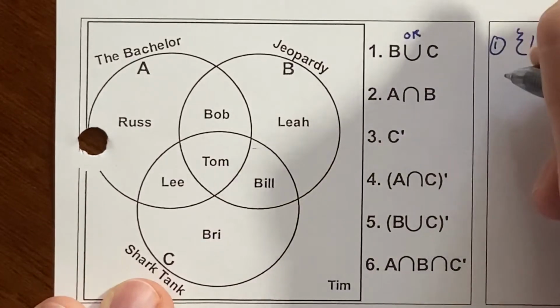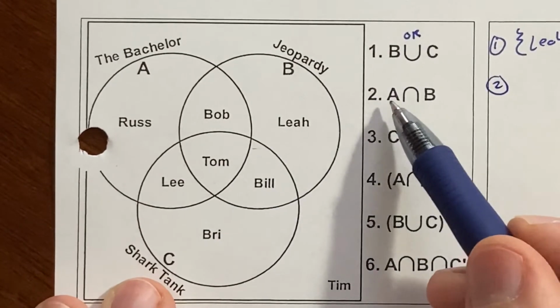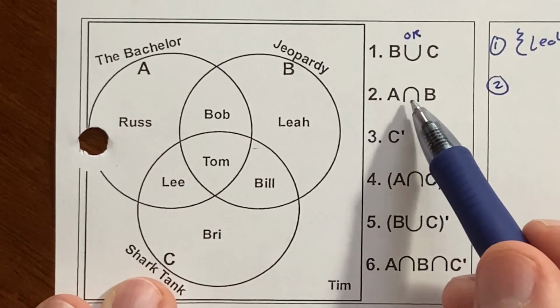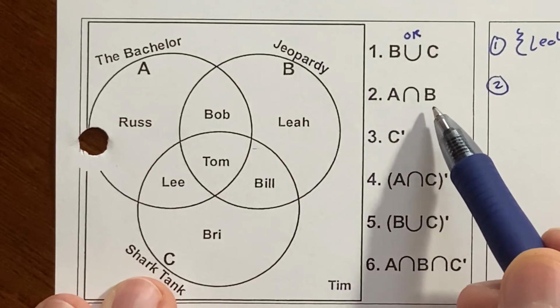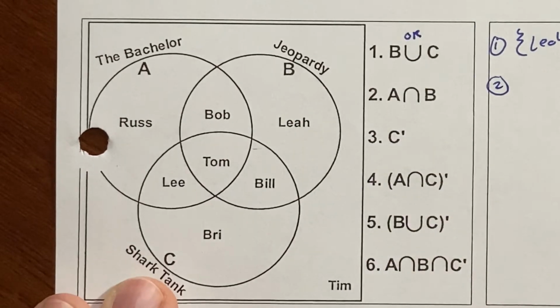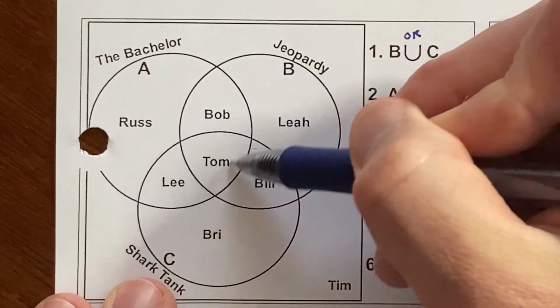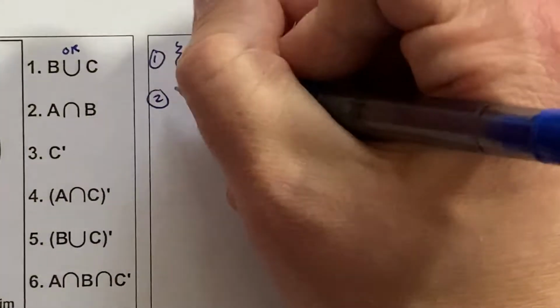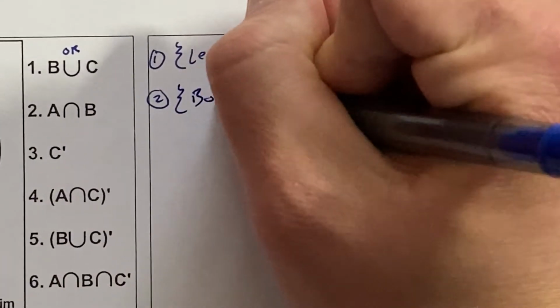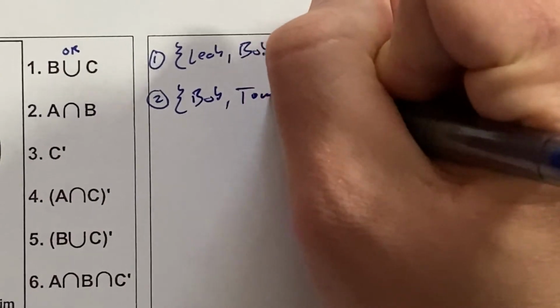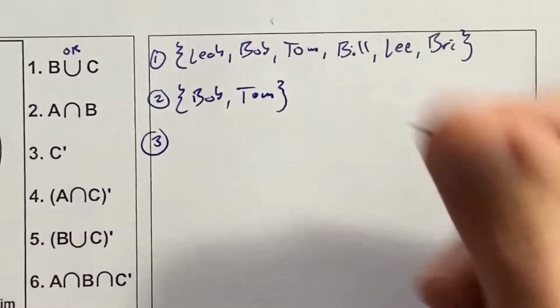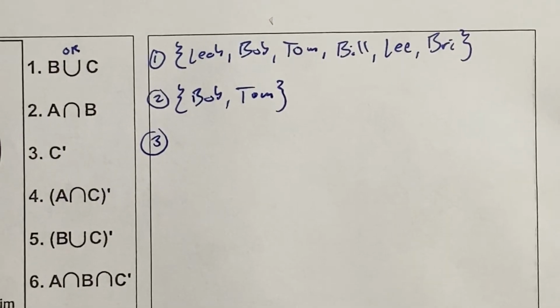Number 2, I've got A intersect B. So these would be the people who watch The Bachelor and Jeopardy. The people who watch The Bachelor and Jeopardy would be Bob and Tom.